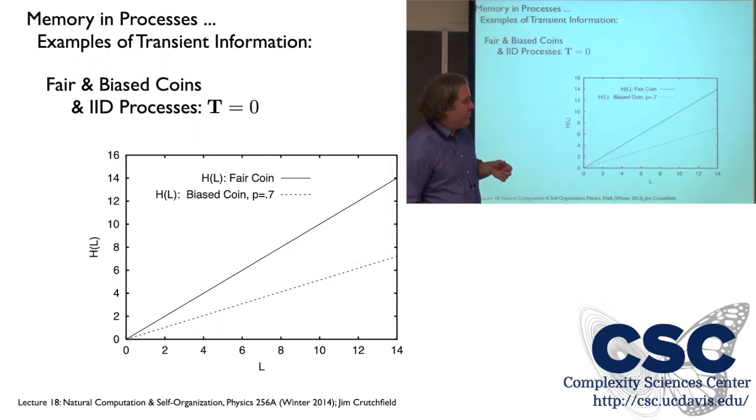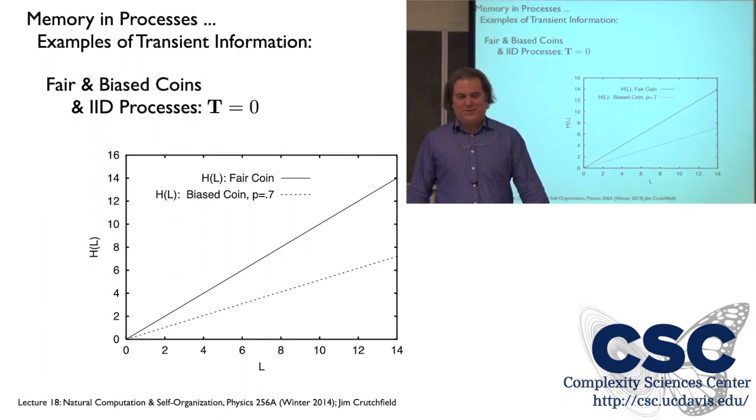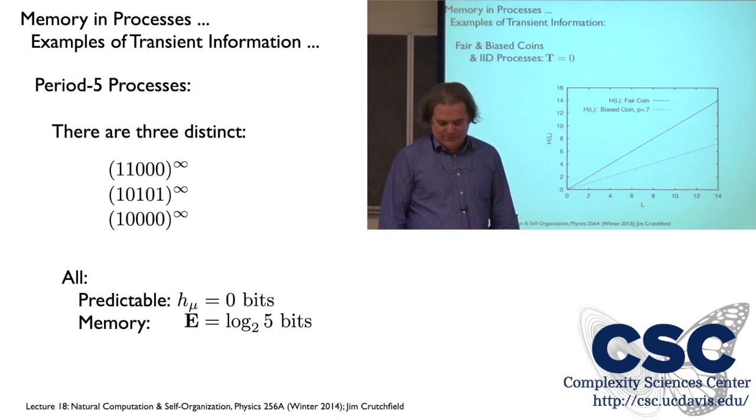Let's do a couple of examples here. An easy one, always the dead horse to be flogged, the fair and biased coins. Again, you can just read this off the block entropy curve. Nothing to do here. Not only is the y-intercept of the linear asymptote 0, excess entropy 0, but so is T. IID processes are at their linear asymptote from the get-go.